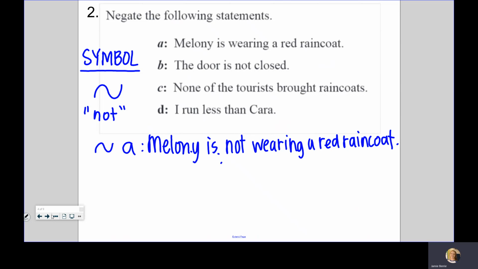Now, in the next statement, B, is the statement the door is not closed. You can't just insert the word not there. You can't say the door is not not closed. It doesn't make sense. So let's think about what this statement is saying. The door is not closed. So right now the door is open. So what would be the opposite of the door is open? Closed. Yeah, the door is closed. So the negation of B, or not B, would be the door is closed.